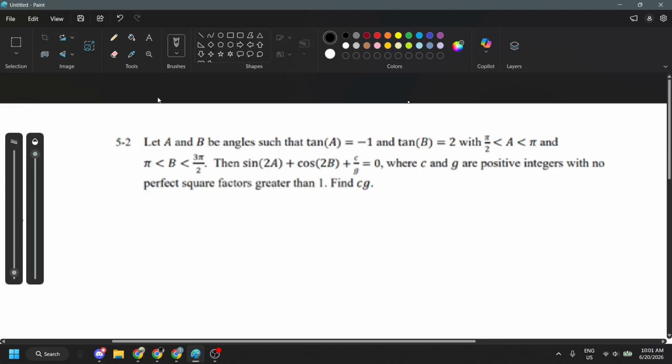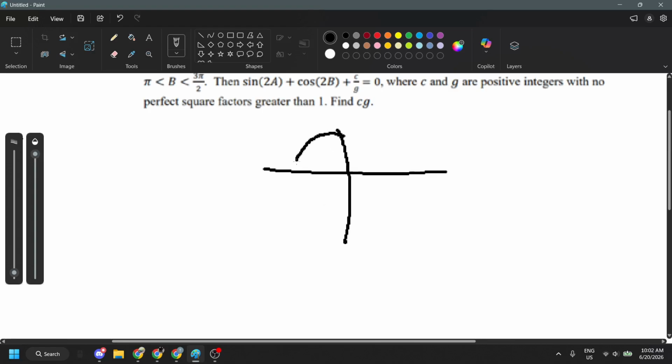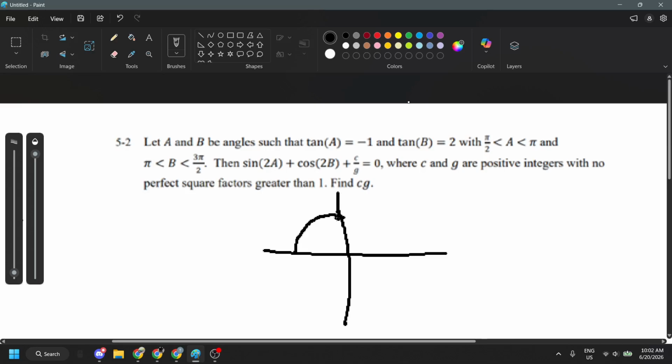Okay. Tangent of A is equal to -1 with A between pi over 2 and pi. So if we look on the unit circle, it's going to be here, where the tangent of the angle equals -1. So A is equal to pi over 4, no, 3 pi over 4, because we're taking this angle right here, where this is negative and this is positive, but they're the same, so the ratio is -1.